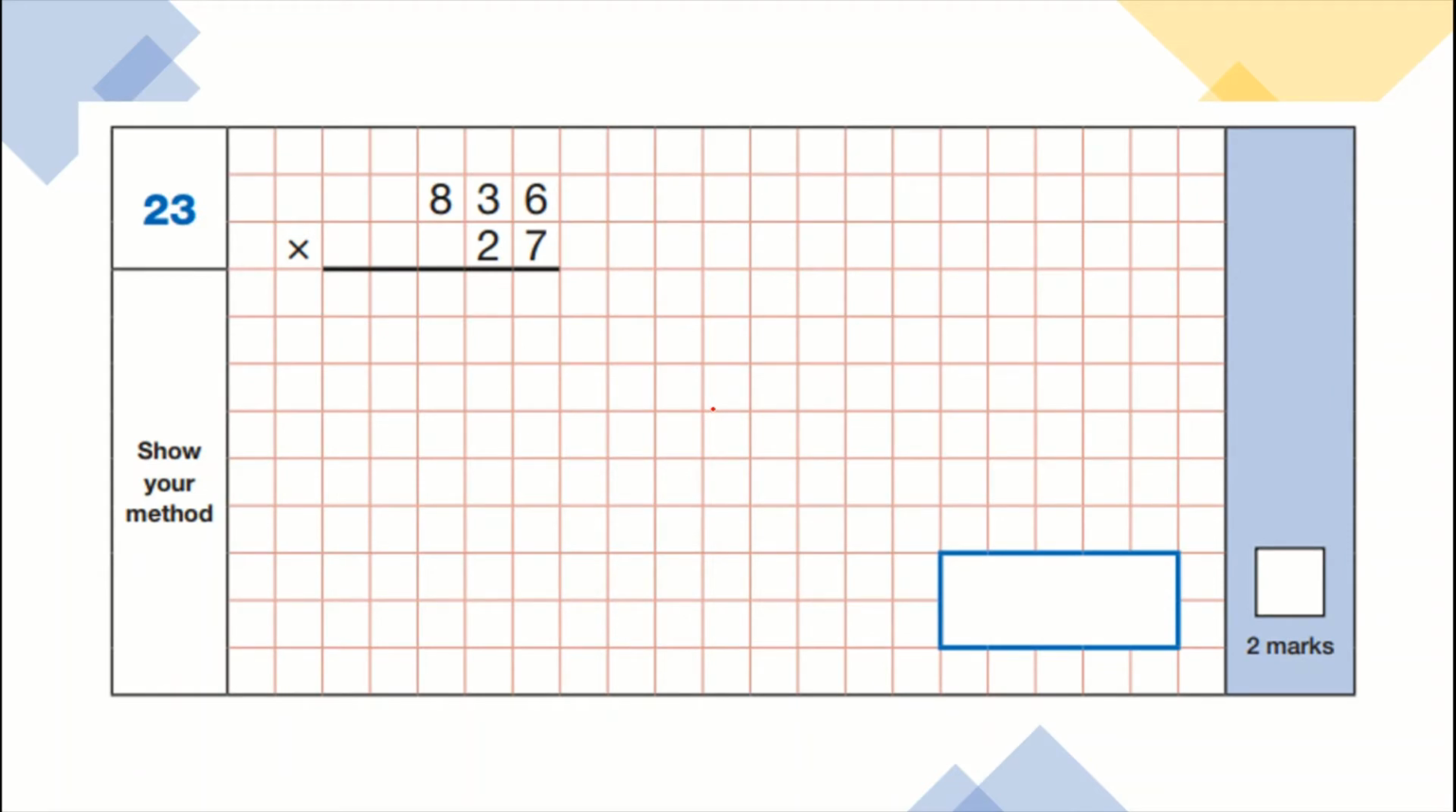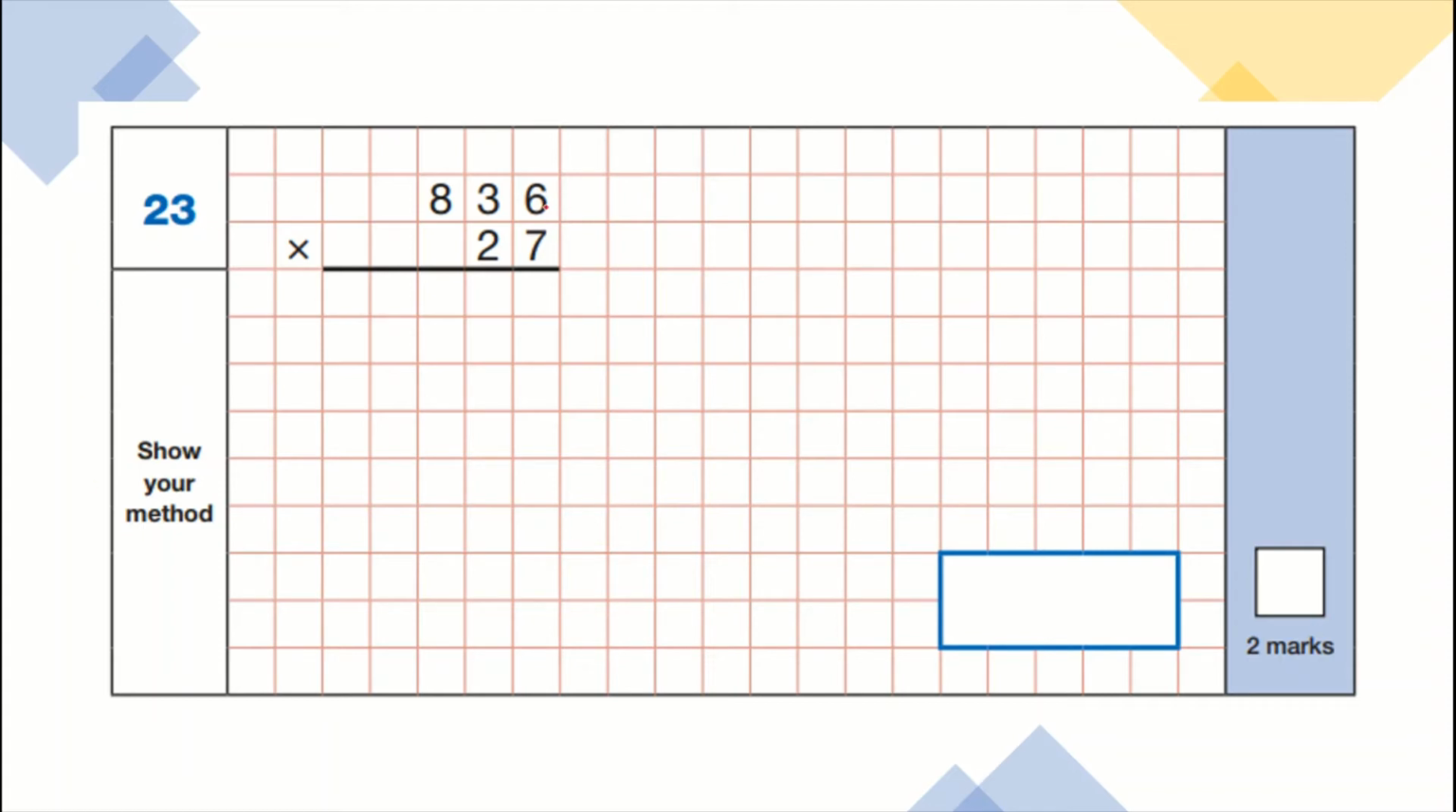Now this is a 2-mark question, and you will have to show your working out. You can still get a mark even if you don't get the right answer by showing your method. So remember to show your method clearly.